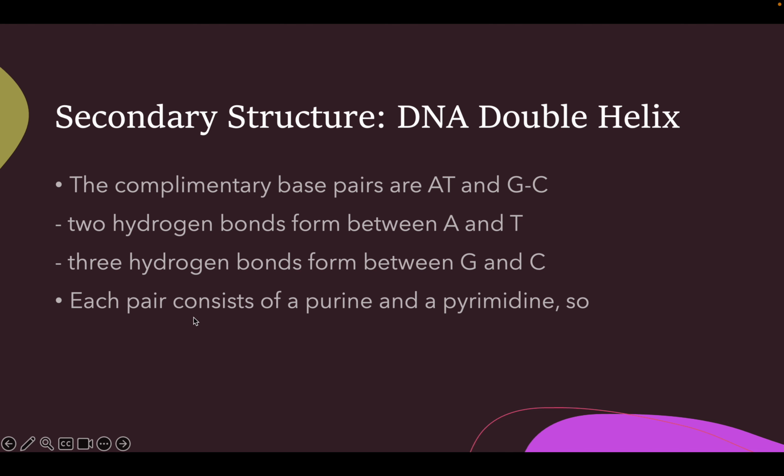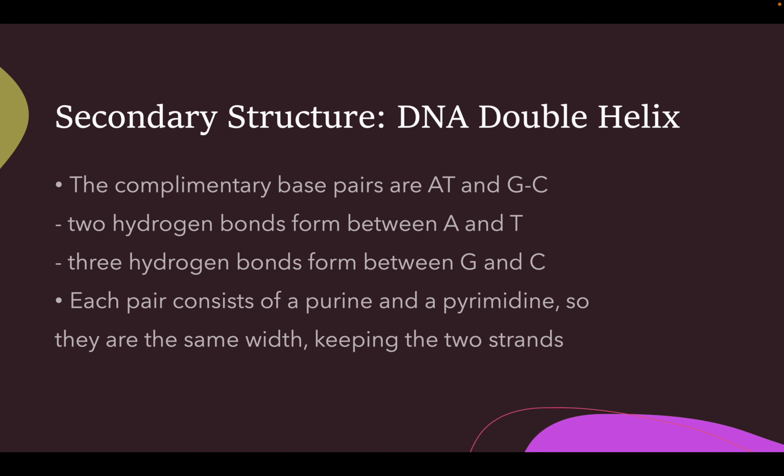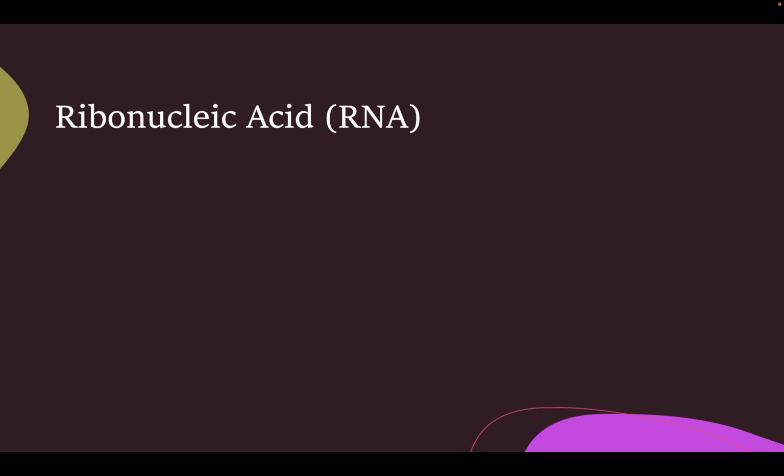And as I had talked about, each pair consists of one purine and one pyrimidine. So they are the same width, and they keep the 2 strands at the same width, so that there is no area of bigger width and another area of smaller width. They keep the same width, and they are at equal distance from each other. So now we have talked about the deoxyribonucleic acid, the DNA, which consists of 2 strands, different bases, and how these bases are combined.